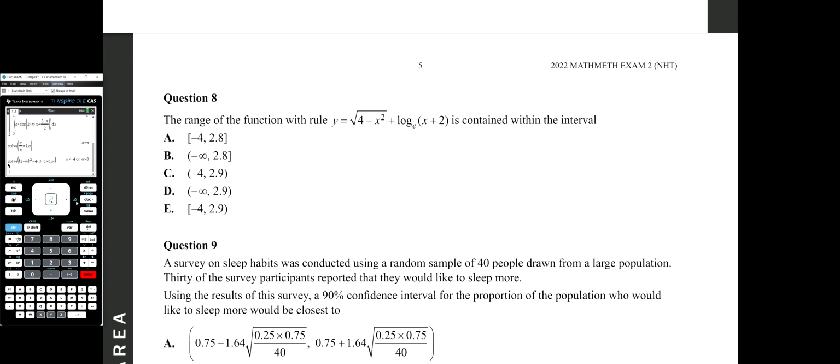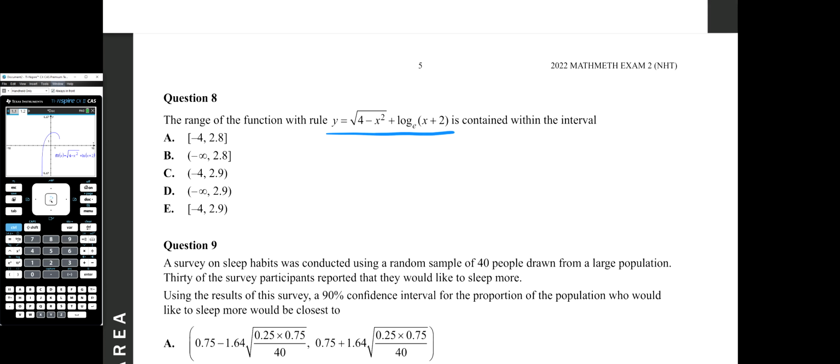The range of the function with rule y equals square root of 4 minus x squared plus log e of x plus 2. So for a range question, it's always recommended to simply sketch a graph. So Control I, add graphs, and we're simply going to type in this function, square root 4 minus x squared and then plus log e, so ln of x plus 2, enter, and we end up with a graph that looks like that. Now, I know that this left-hand side part of the graph does go all the way down to negative infinity because of the log part of the equation.